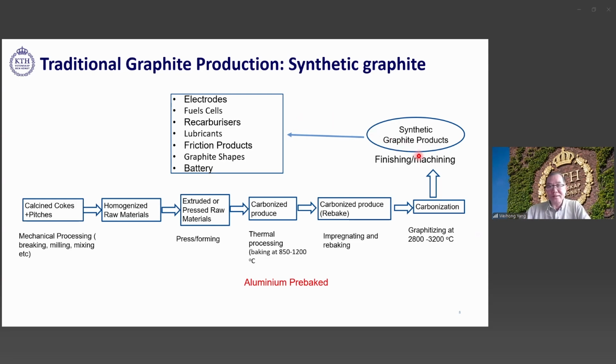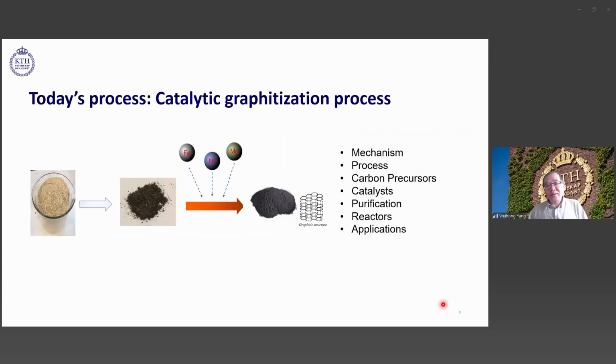So you can see today's synthetic graphite production has two main challenges. One is the feedstock: it has to come from coal tar pitch or coal. Secondly, it is energy intensive, with a very long time and very high temperature. That is a challenge, but unfortunately today most graphite production for batteries comes from this process. So, what can we do?